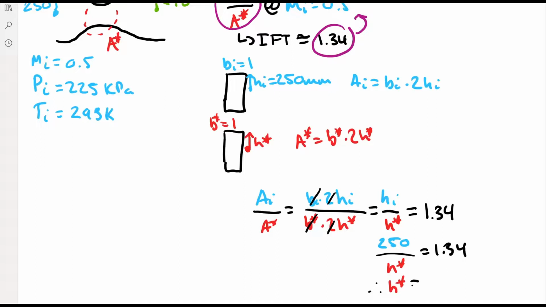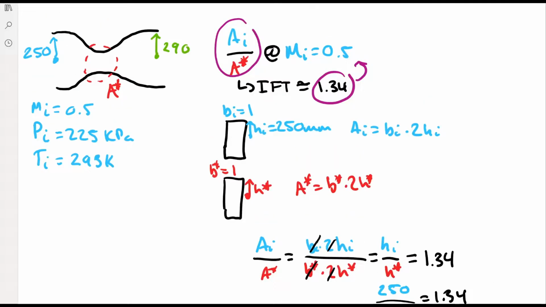Which is approximately equal to 186.5 millimeters. So there you have it. We have found the half height at the critical area of the nozzle to be equal to 186.5. So now we have all of the critical information in order to build the geometry of our nozzle in ANSYS Fluent.